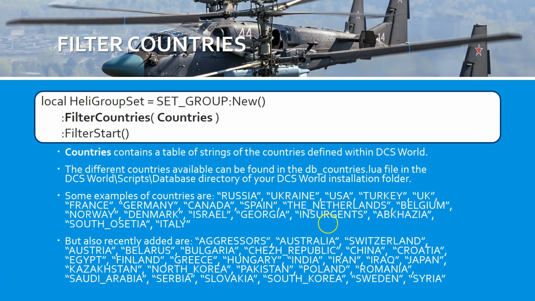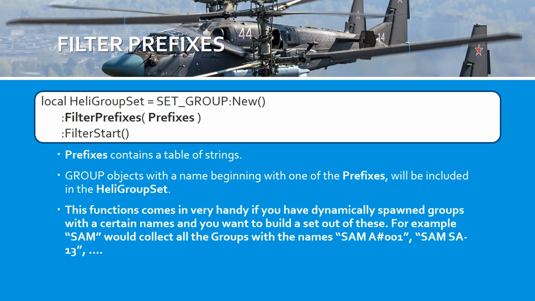Another one that you need to keep in mind is North Korea with an underscore, Saudi Arabia with an underscore, South Korea with an underscore. We also got countries insurgents and aggressors, which probably will be future parties that will be added, not specific to a certain country. Okay. Filter prefixes is a very handy thing.